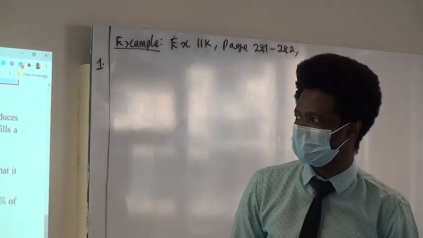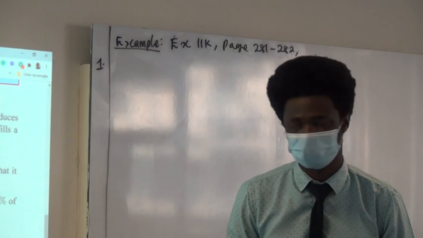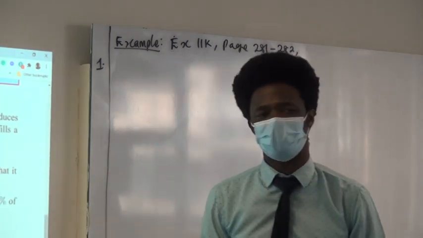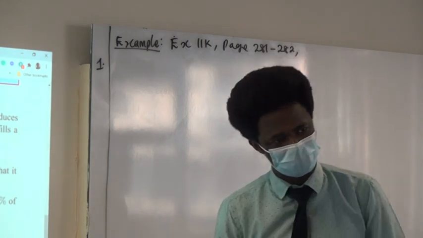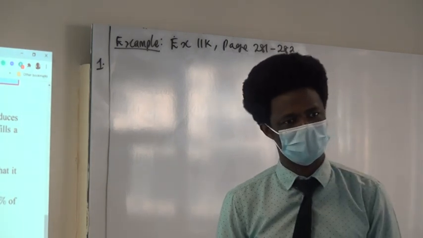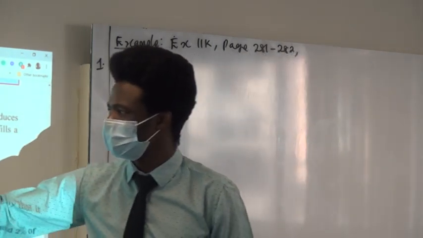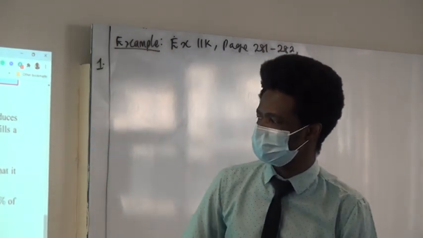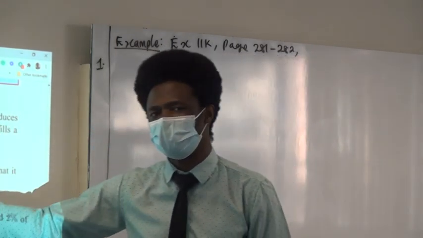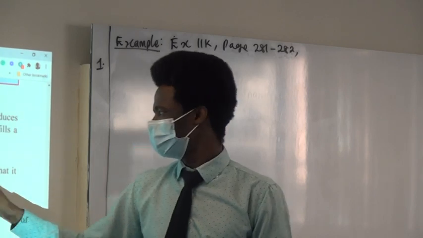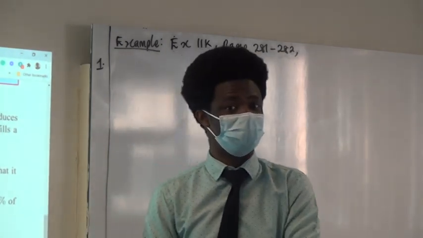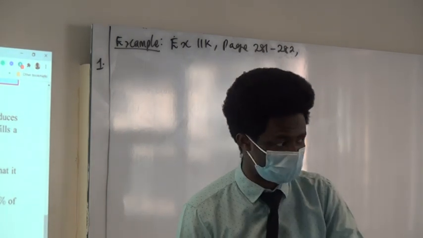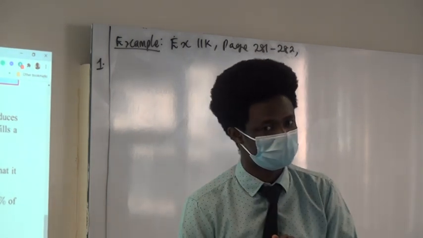A cup of coffee is chosen at random. Find the probability that it is underfilled. You see, that is an event, that a cup is underfilled. Understand? Then look at the second question also. A cup of coffee is chosen at random and is found to be underfilled. Find the probability that it came from machine A. So that's another event.